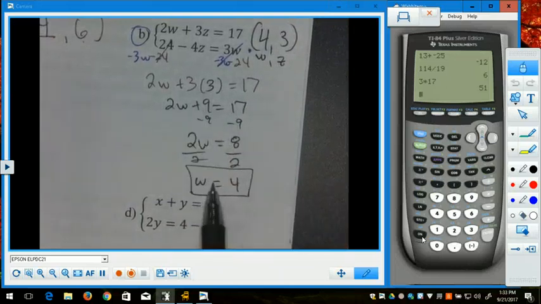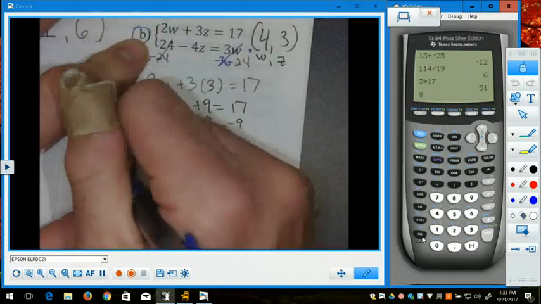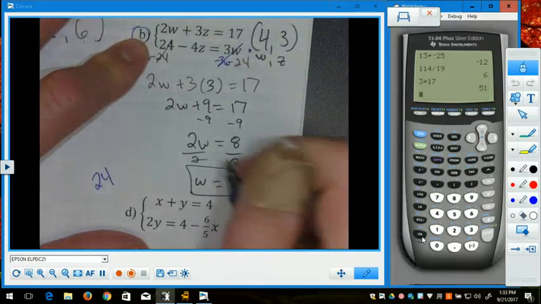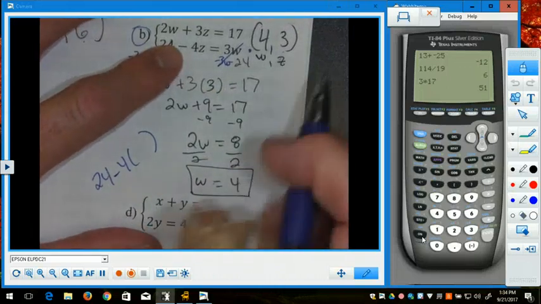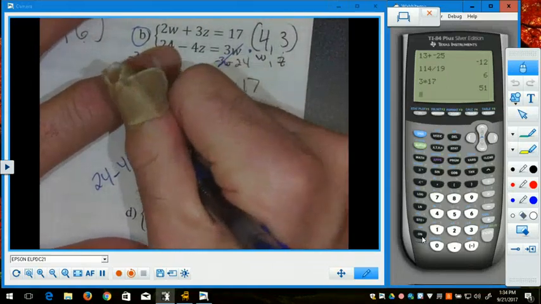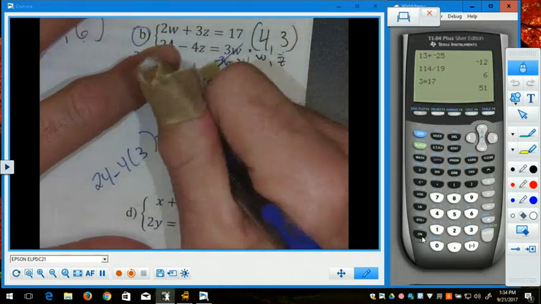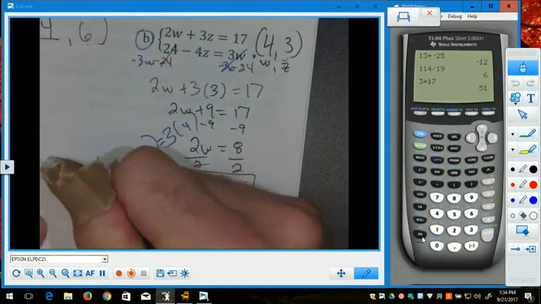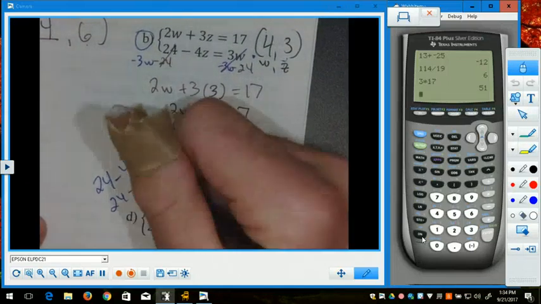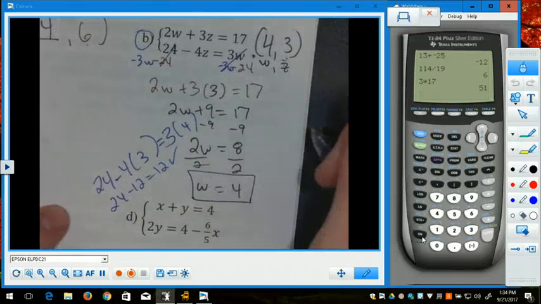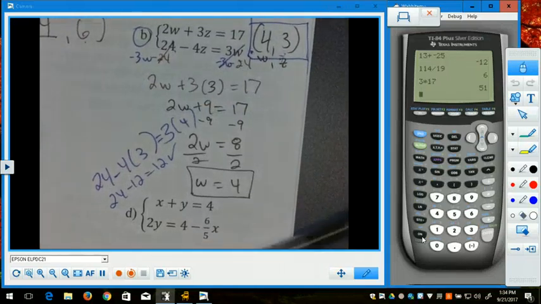I got the w from putting it in the top equation, so I'm going to check this using the bottom equation, that 24 minus 4 times z, z is 3, should actually equal 3 times w, and w is 4. Well, that says 24 minus 12 equals 12, which it does. So I know that this point is the correct solution to this system of equations.